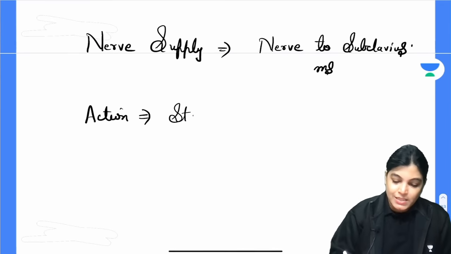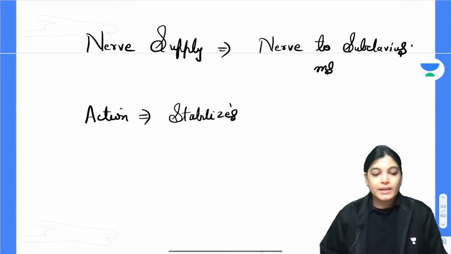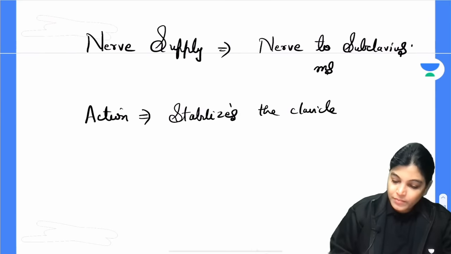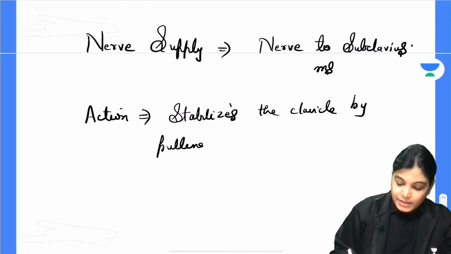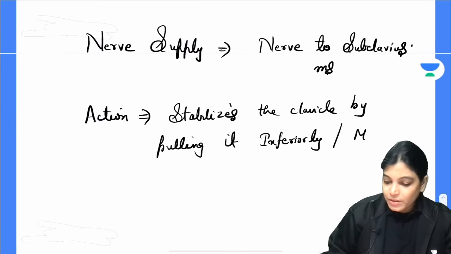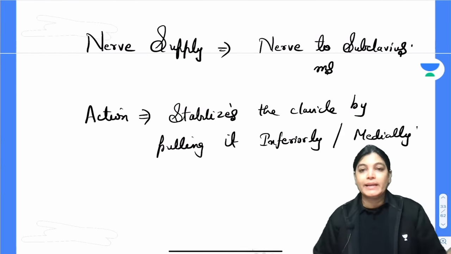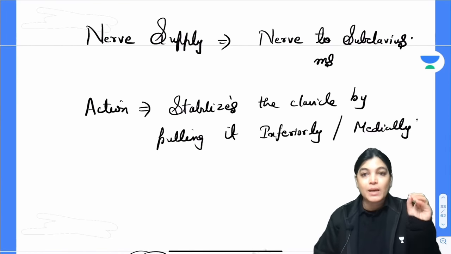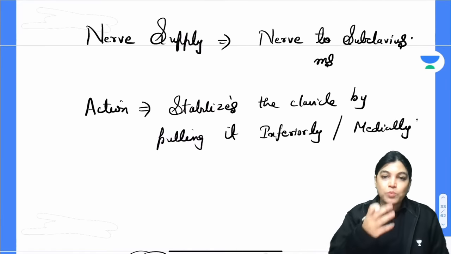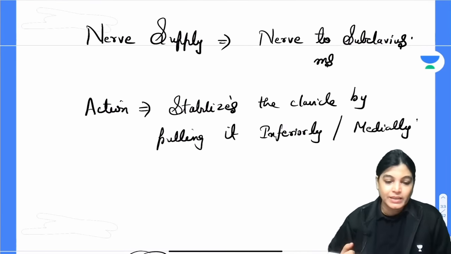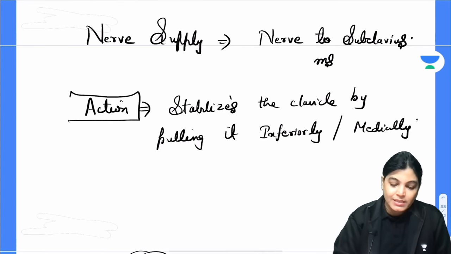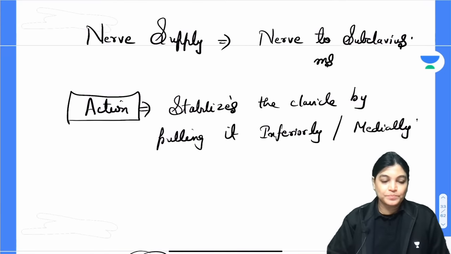So its action is, it stabilizes the clavicle by pulling it inferiorly and medially. We have seen that the subclavius muscle is located on the inferior subclavian groove of the clavicle, and its origin is from the medial aspect, that is the rib. So it is pulling the clavicle medially and inferiorly. That means it is stabilizing the clavicle during shoulder movement. The action is, it is stabilizing the clavicle during movements of the shoulder.